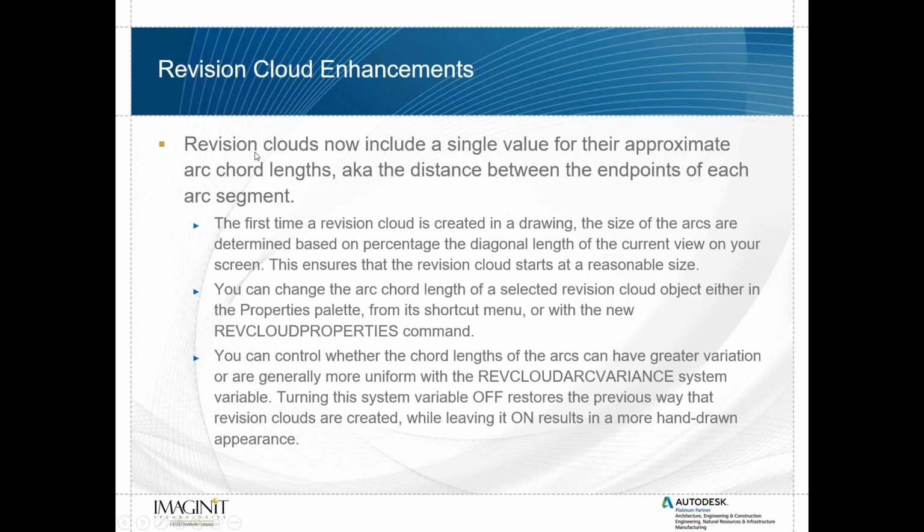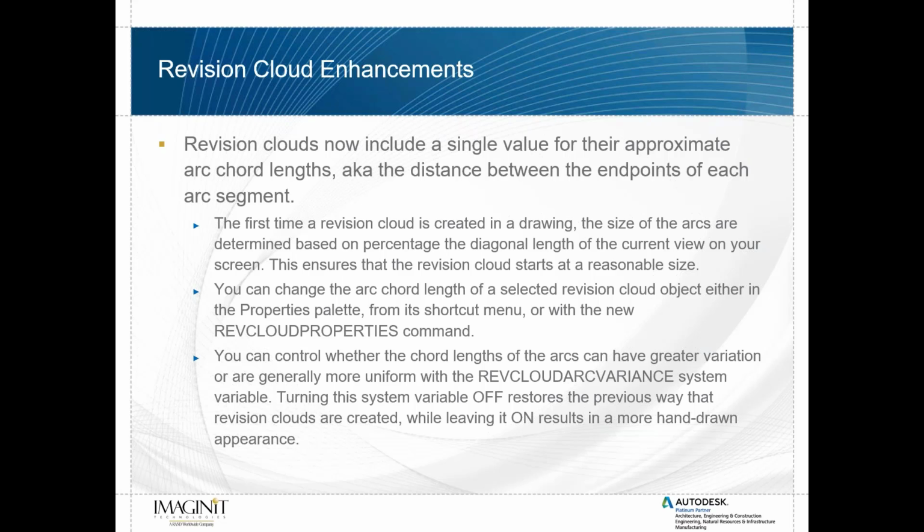So now we're going to talk about some revision cloud enhancements. The revision clouds now include single values for their approximate chord lengths, AKA the distance between the endpoints of the arc segments. We all know that in the older revision cloud, you could do an arc min, an arc max, etc. So it would give you those chord lengths. And now, the first time a revision cloud is created in the drawing, the size of the arcs is determined based on the percentage of the diagonal length of the current view on your screen. This ensures the revision cloud starts at a reasonable size. I'll show you what that means in a moment.